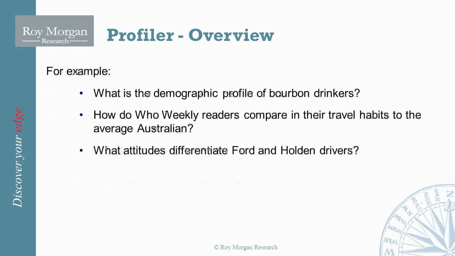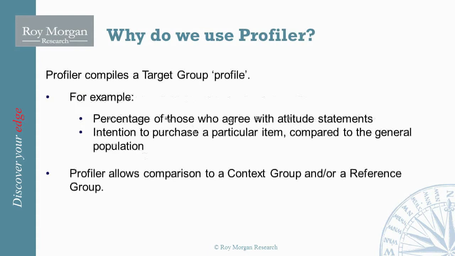So for example, we might look at the demographic profile of bourbon drinkers, or how do Who Weekly readers compare in their travel habits to the average Australian, and what attitudes differentiate Ford and Holden drivers. Profiler will compile a target group profile. For example, percentage of those who agree with attitude statements and intention to purchase a particular item compared to the general population. Profiler allows comparison to a context group and/or a reference group.